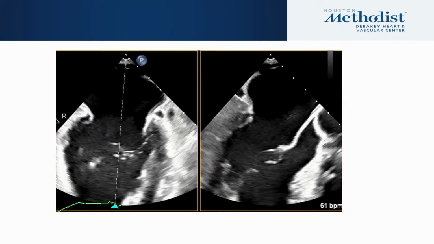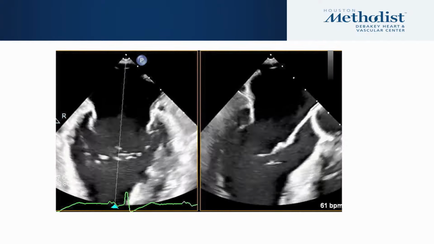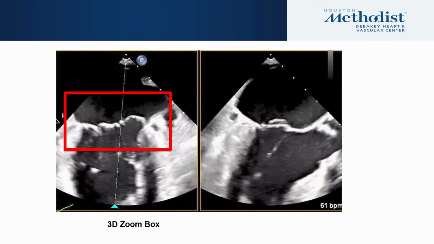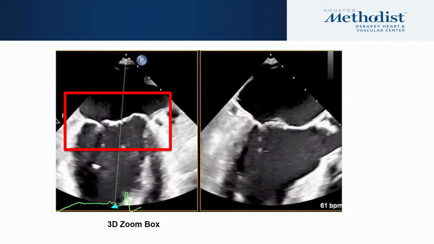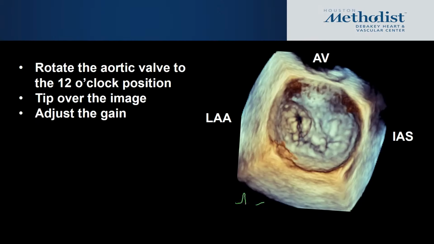After you do that and get your optimal 2D view, then you set up your 3D zoom box to include the mitral valve annulus and the leaflets, and then your elevation width box to include the aortic valve and the mitral annulus, because your aortic valve is going to be your anatomical landmark. Once you hit 3D zoom, then you rotate your aortic valve to the 12 o'clock position, tilt over the image where you're looking directly at the mitral valve, and adjust the gain where you can see the leaflets very clearly. And this is how you get your 3D surgical view of the mitral valve.